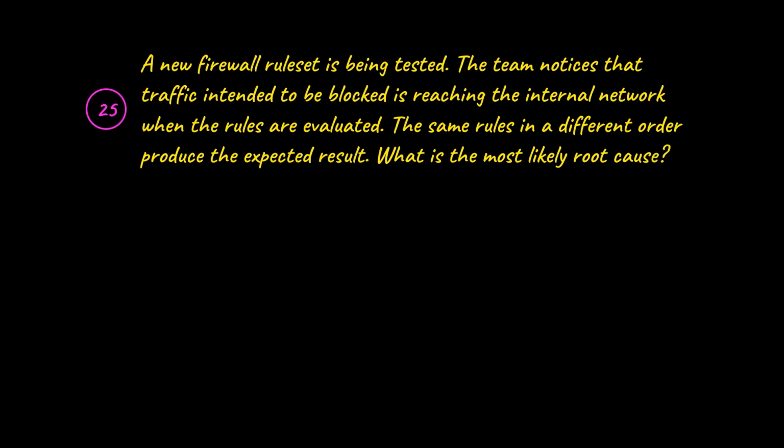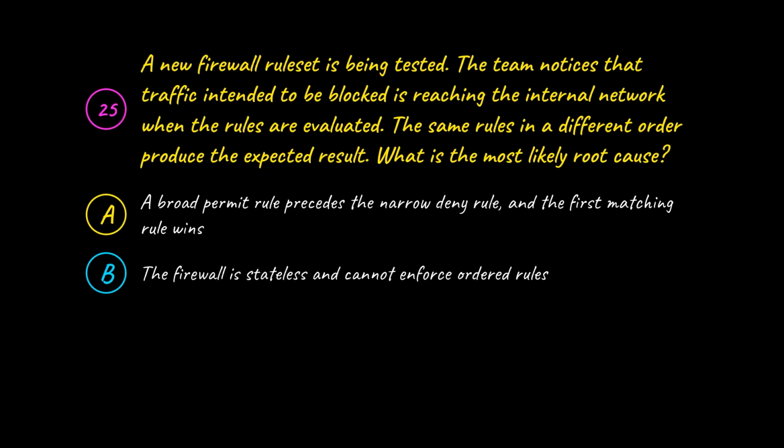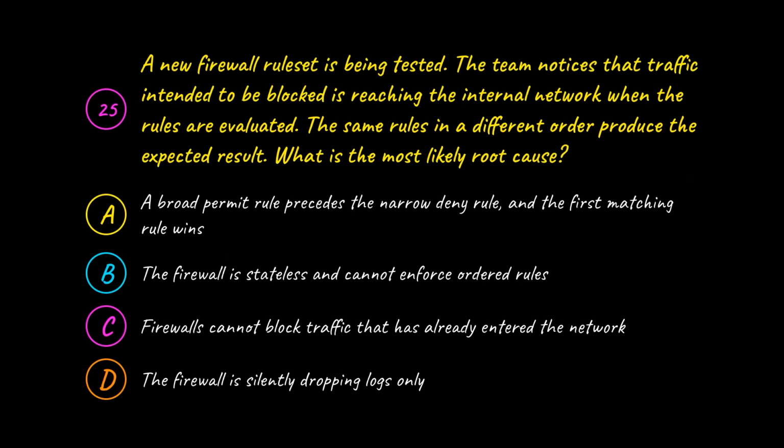Your options are: A, a broad permit rule precedes the narrow deny rule and the first matching rule wins. B, the firewall is stateless and cannot enforce ordered rules. C, firewalls cannot block traffic that has already entered the network. D, the firewall is silently dropping logs only. Which one is it? Pause the video if you need more time.